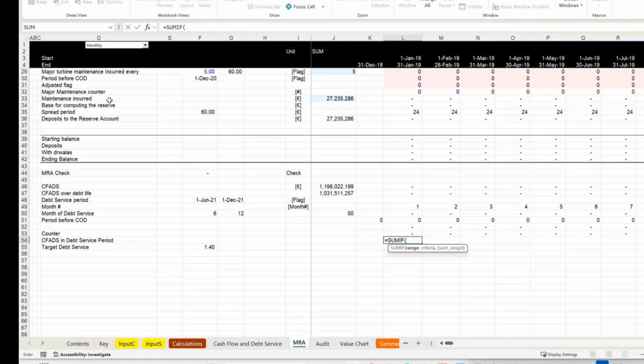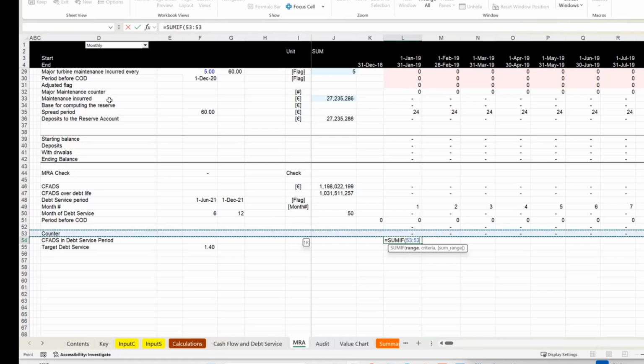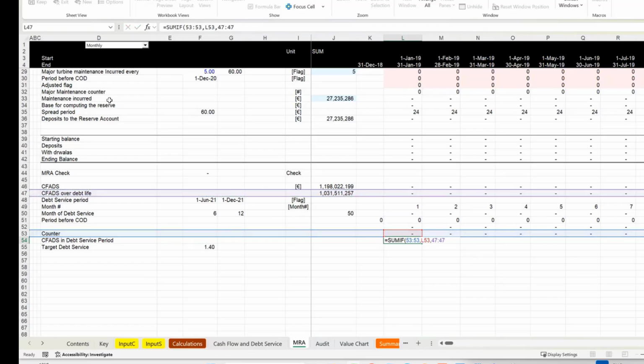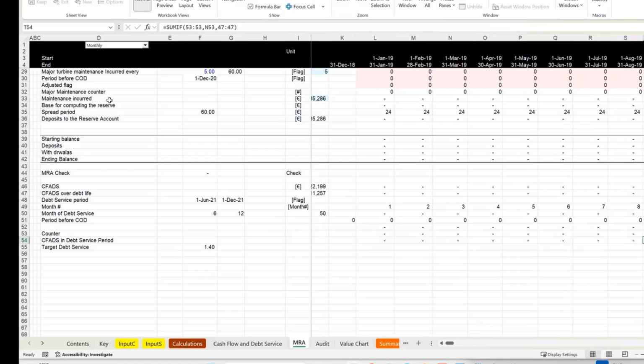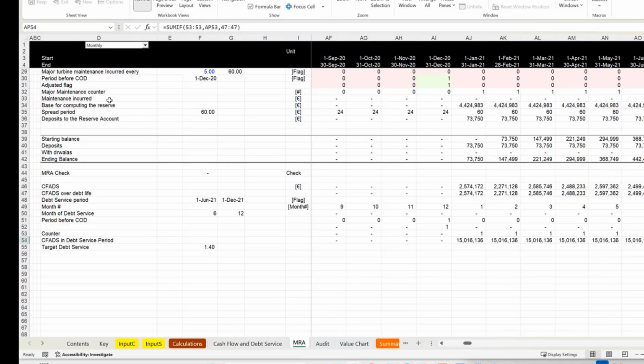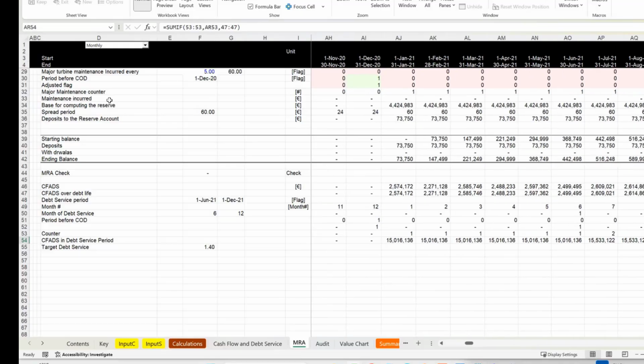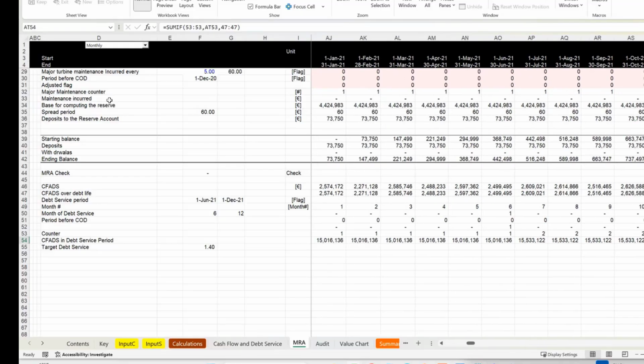Go up to the counter, the whole line of the counter, and then comma that one and a comma, and go up to the CFADS over the debt life. And the whole line. Press enter. And then let's see if it really works. Kind of go forward. Well, we've got all that we've added it for the 6 months.